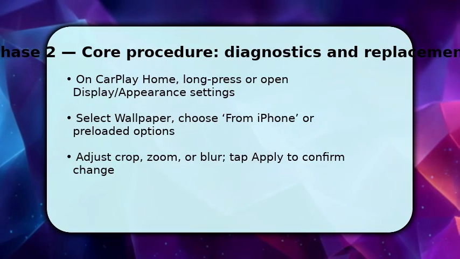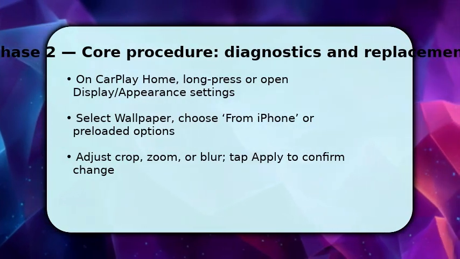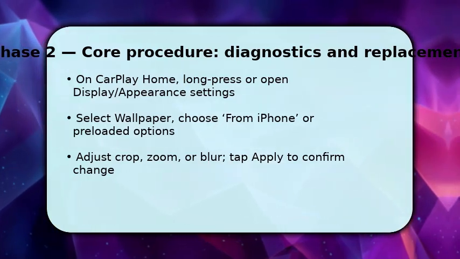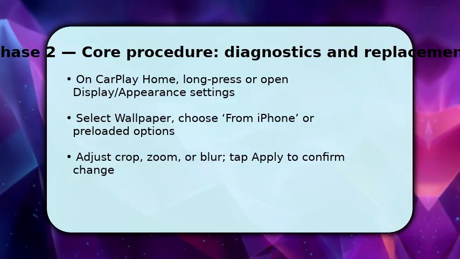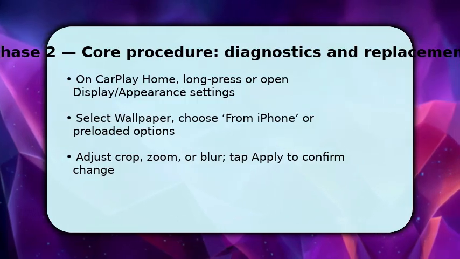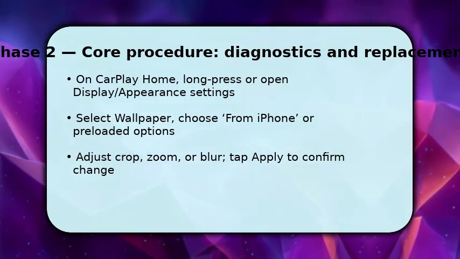Once done connecting, navigate CarPlay's home screen and open Display or Appearance settings. Different head units label it differently, which is why you check. You then choose Wallpaper and pick the option that imports from the iPhone. CarPlay accesses images you preselected on the phone.